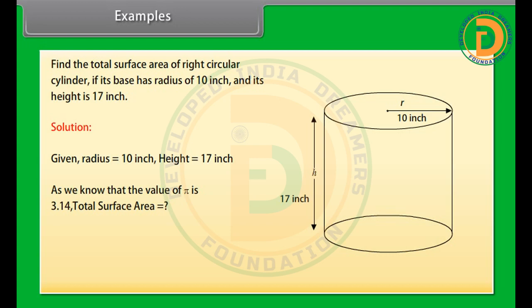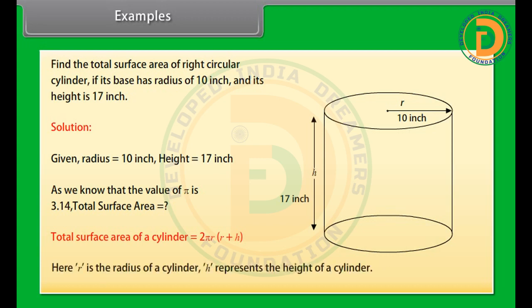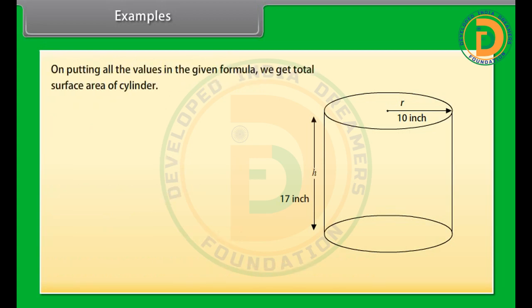We know that the formula for finding the total surface area of a cylinder is given by: total surface area of a cylinder is equal to 2 pi r into r plus h. Here r is the radius of the cylinder and h represents the height of the cylinder. On putting all the values in the given formula, we get the total surface area of the cylinder.